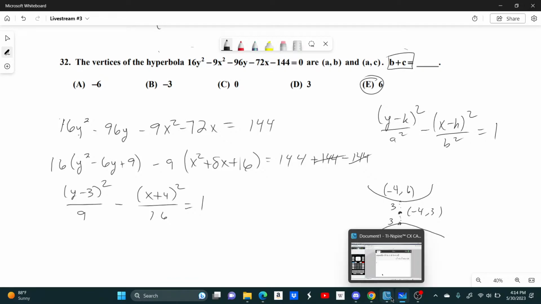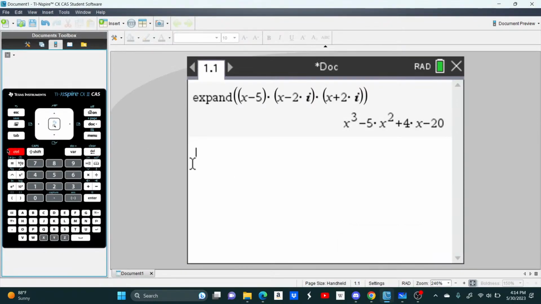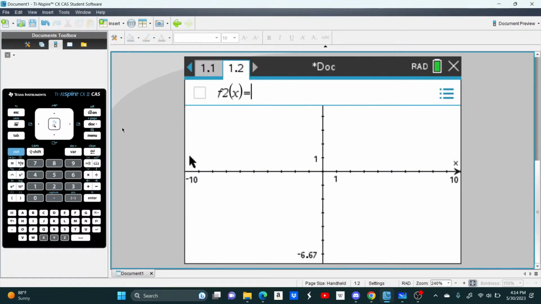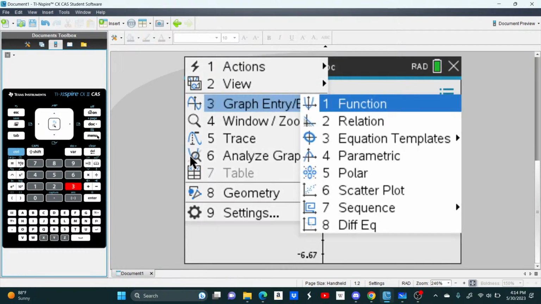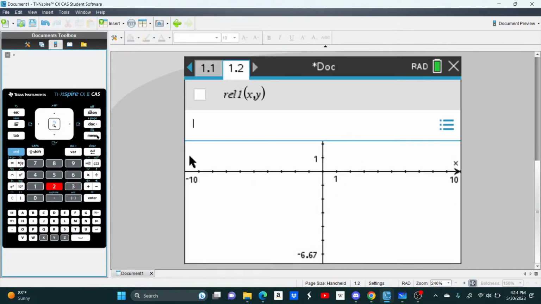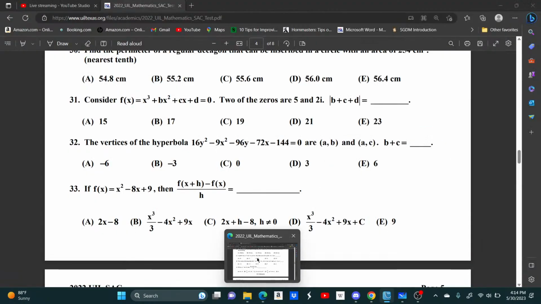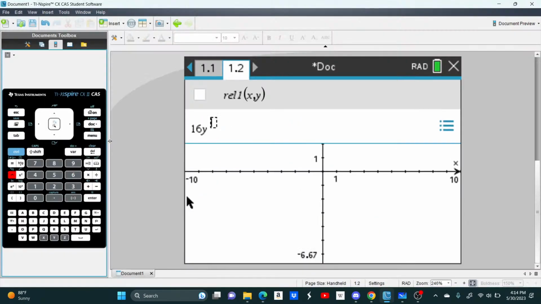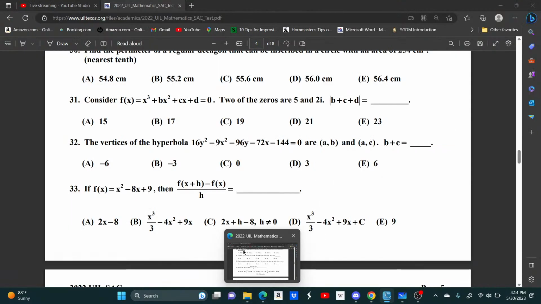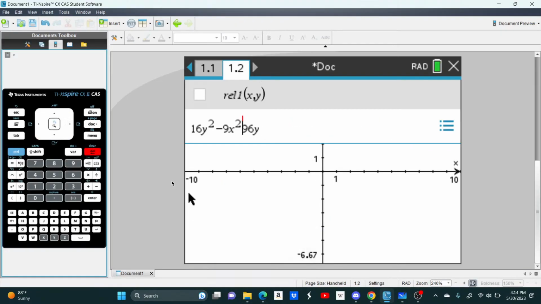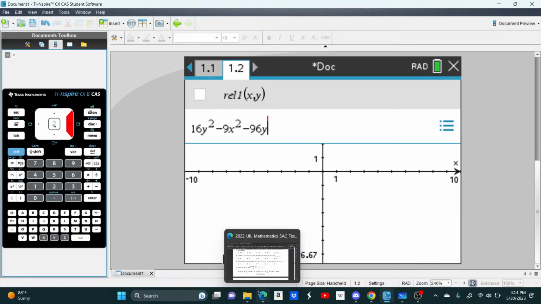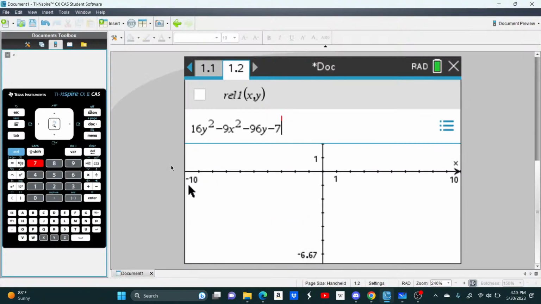Okay, you can also do this on your graph. You go to add graphs, and then, what is it, relation. It's going to take some doing to remember this. 16y squared minus 9x squared plus 96y. Is it plus 96 or minus 96? Okay, minus 96y minus 72x minus 144 equals 0.